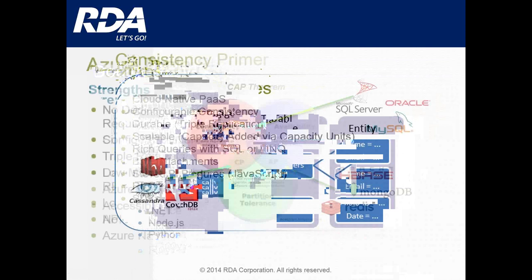So Azure DocumentDB, strengths and weaknesses. A lot of these are the same strengths that we get with table storage. The main difference here is the fact that it is a document database, and it supports stored procs and triggers and SQL Server queries and all that fun stuff. Weaknesses: it costs more than table storage. It also has the same weaknesses as table storage.